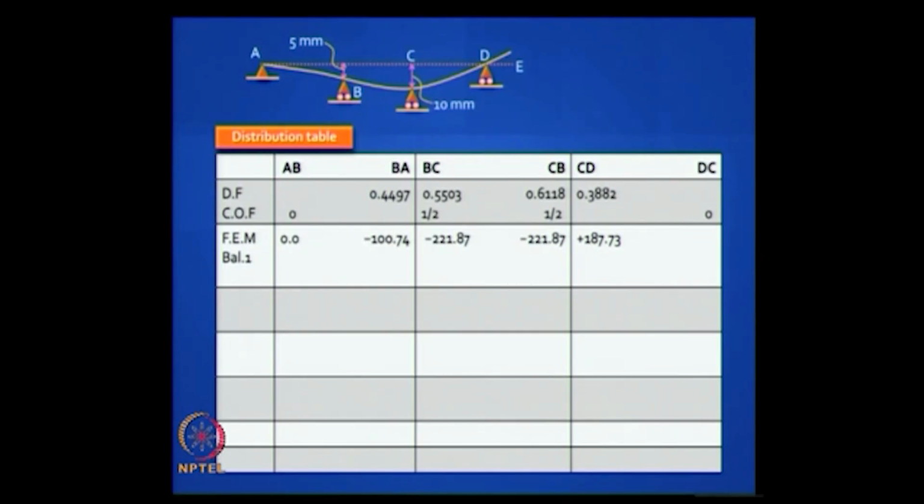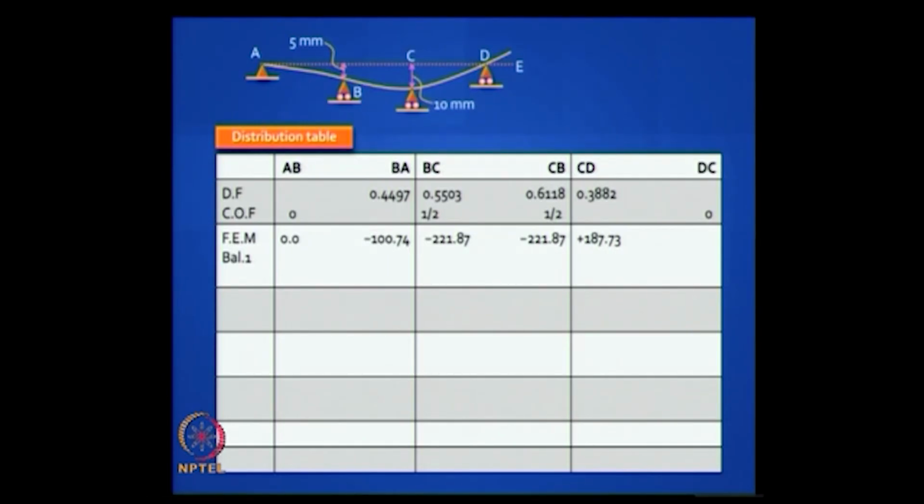First you write down the element numbers, write down the distribution factors. Please note at any joint the sum of all the distribution factors should add up to 1. Then you write down the carryover factors and you write down the fixed end moments. In this case the fixed end moments are caused by the support settlements, right.